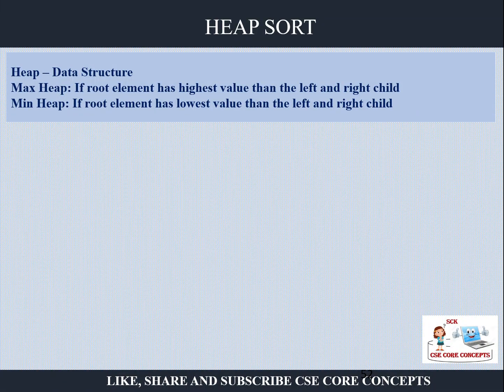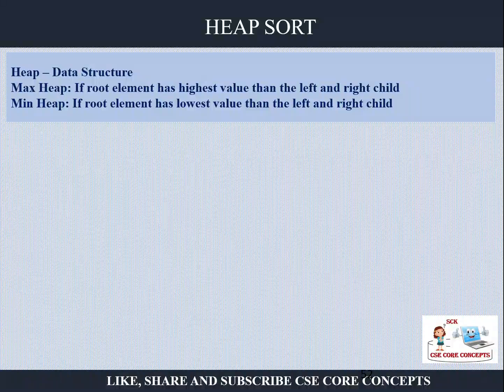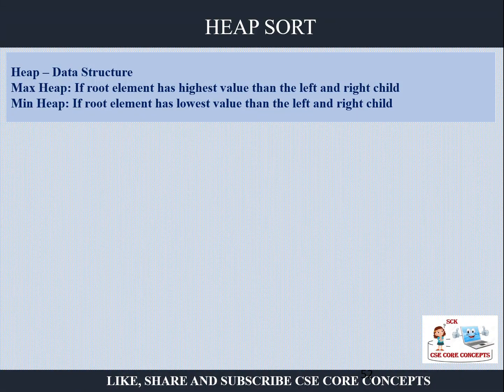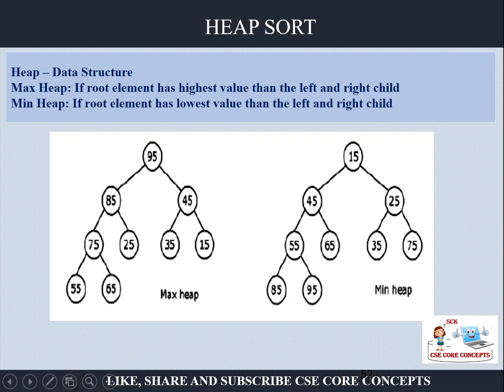So basically what is a binary tree? A binary tree is a tree where each node can have at most two child nodes, right? It can have either 0, 1 or 2, but not more than 2. So this is an example of a max heap and a min heap. In the first example, you can see 95 is the highest among all the values, so it is placed as the root node. And when the same values are placed using a min heap, 15 is the smallest among all the values, so 15 is the root node.